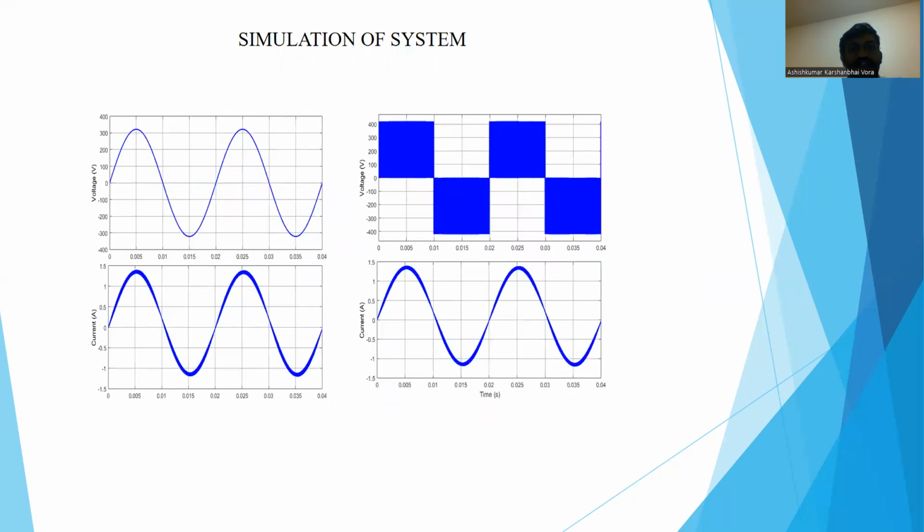Here is the simulation of my system waveform, the voltage and current waveform. You can see it is in sinusoidal form. Both current and voltage are in the same phase, so it's completely a sine wave.